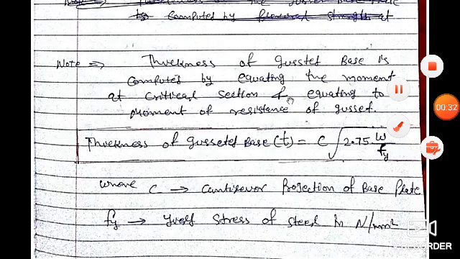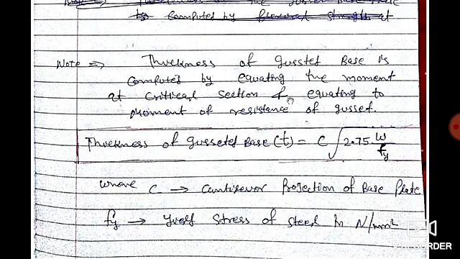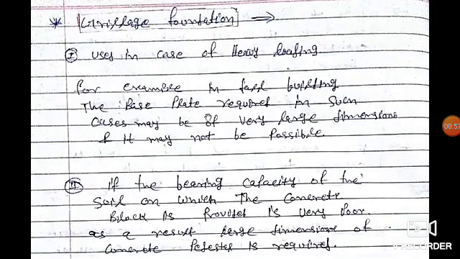The formula is given: thickness of gusset base, T equals C times the square root of 2.7 W by Fy, where C is the cantilever projection of the base plate and Fy is the yield stress of the steel. Now we'll talk about the grillage foundation.